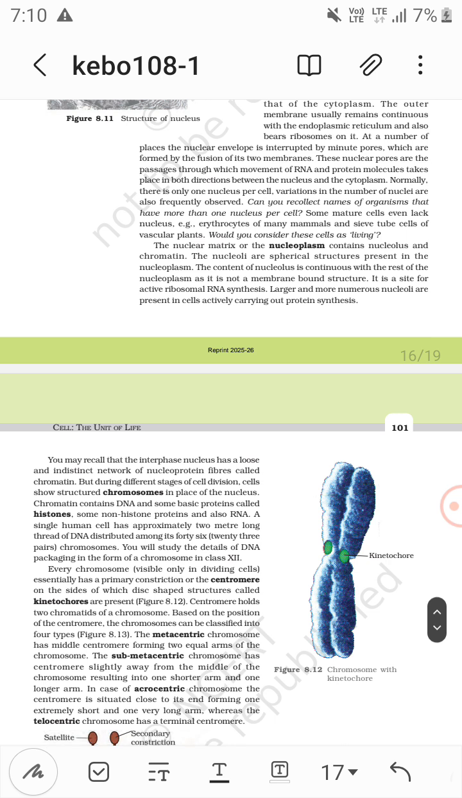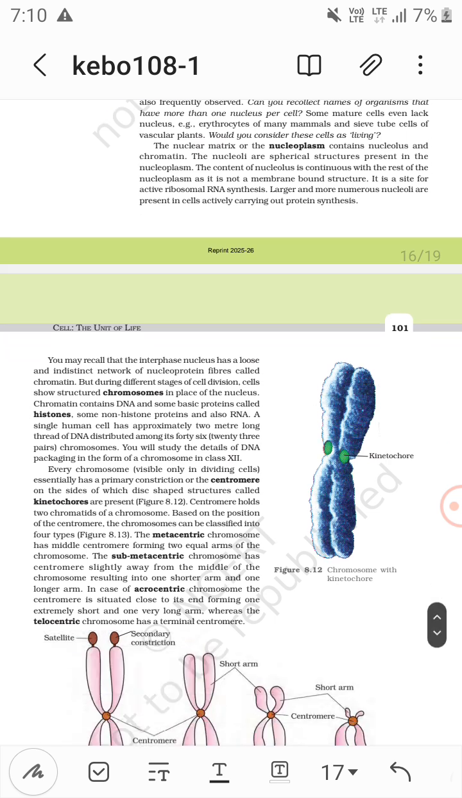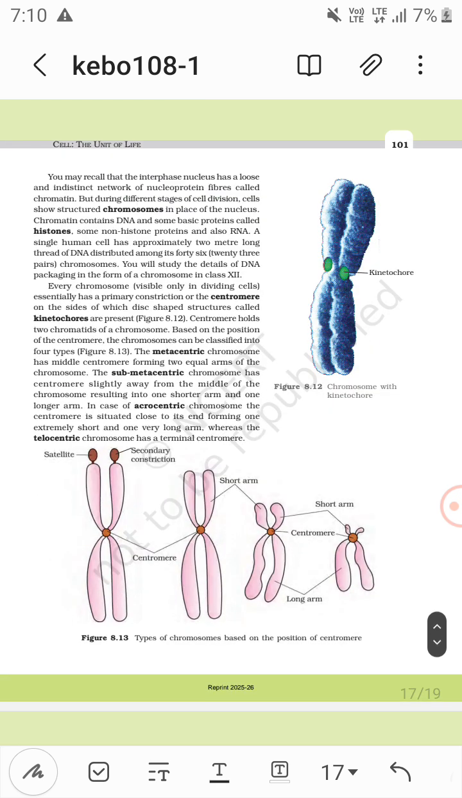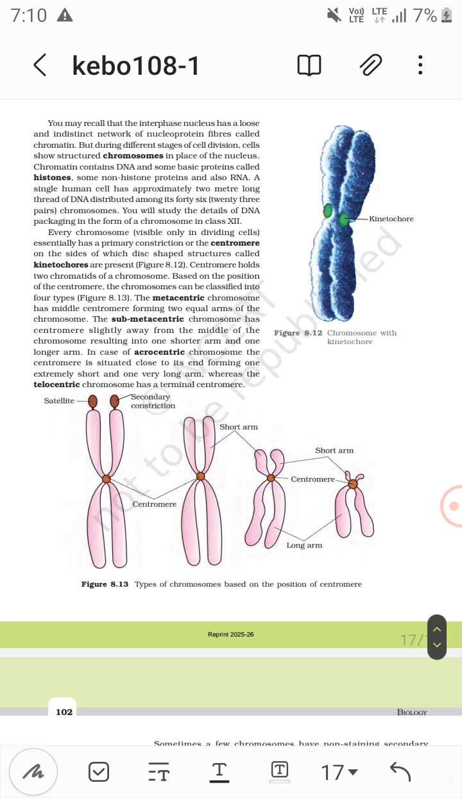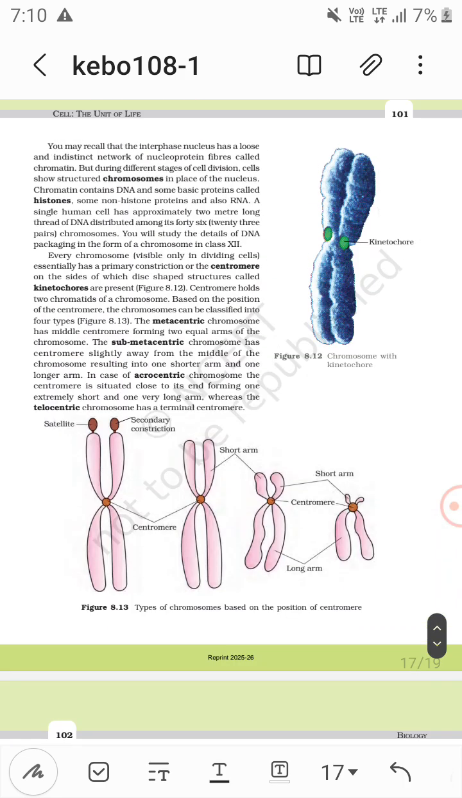The nuclear matrix is the nucleoplasm. A telocentric chromosome has a terminal centromere. It means it has no chromatin on one side. It's completely gone. That's it.